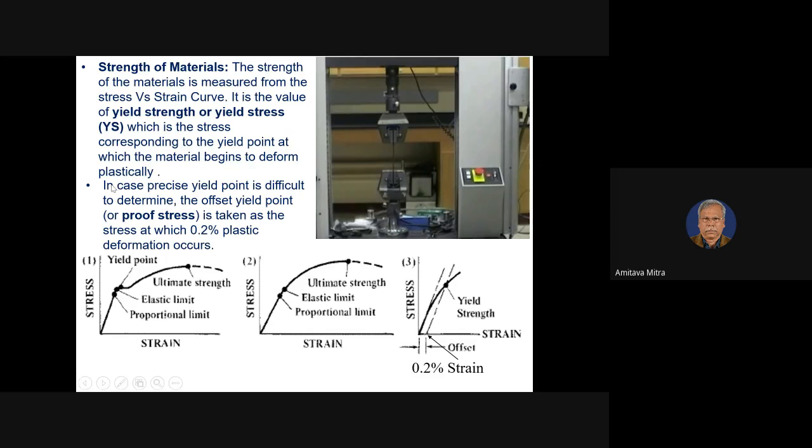So, if we get a curve like that, with a kink, then it is very easy to determine the yield stress. But in this case, we have to calculate it with the 0.2% plastic deformation. This is called the plastic strain of the material.